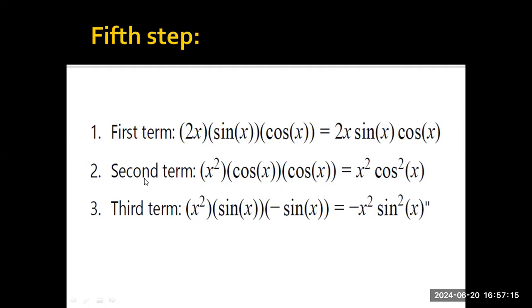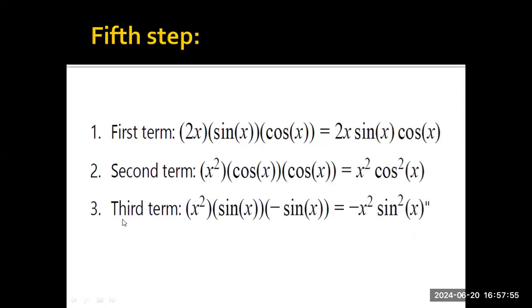Let's have the second term. So we are multiplying x squared by cosine value of x and by cosine value of x. Now notice that we are multiplying two cosine values of x. Because we are multiplying two cosine values of x, the product should be the square of the cosine value of x, cosine squared x. So cos x times cos x equals cosine squared x. X squared remains the same.